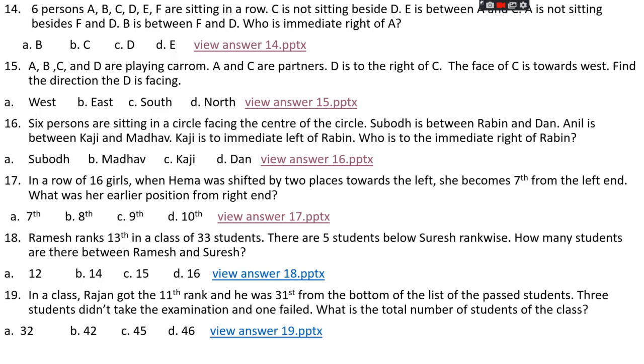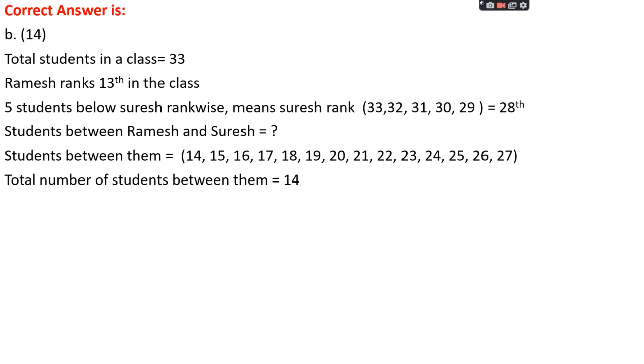Question number 18. Ramesh ranked 13th in a class of 33 students. There are 5 students below Suresh rank wise. How many students are there between Ramesh and Suresh? Option A, 12. Option B, 14. Option C, 15. Option D, 16. The right answer is option B, that is 14.